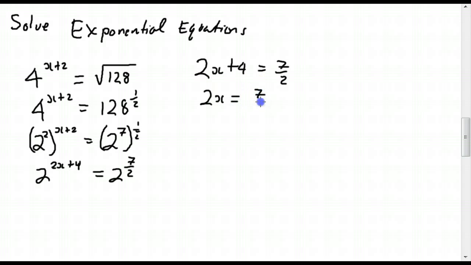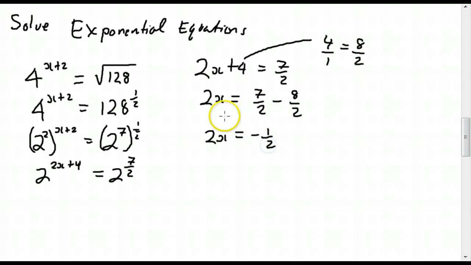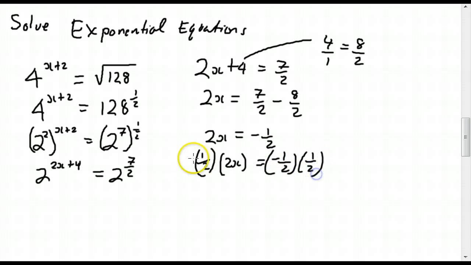2x will equal 7 over 2 minus 8 over 2, since 4 is equal to 8 over 2, right? 8 divided by 2 is 4. So 2x equals negative 1/2. I need to divide by 2, but since I'm dealing with fractions, I'm going to multiply both sides by 1/2. And these cancel, leaving me with x equal to negative 1/4.